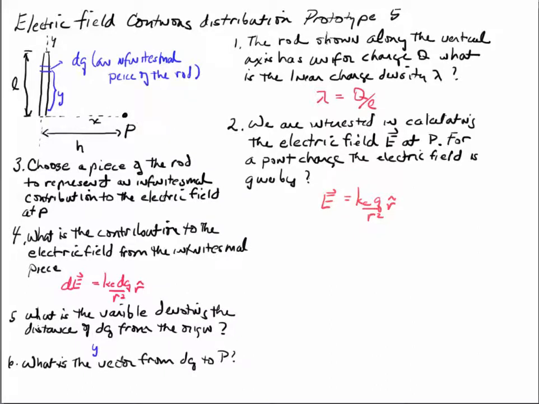Now, what is the vector from dQ to P? Go ahead and draw it on your paper. And of course, I show the vector here in green where R is equal to x i hat, because there's my component along the x-axis making up that vector, minus y j hat. And y is the component along the y-axis that makes up this total vector R.